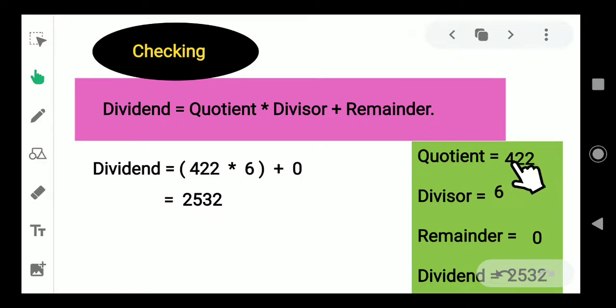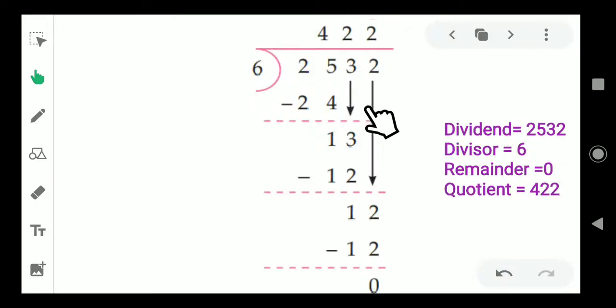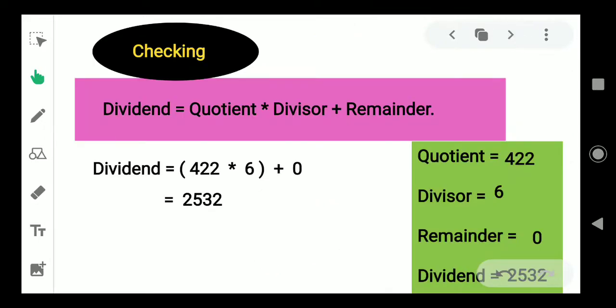Here I write down: the quotient is 422, divisor 6, dividend 2532 and remainder 0. The same things I write down here. So I'm going to substitute. How much is the quotient? 422 into divisor. How much is the divisor? 6. Plus, please see, I keep it in brackets.